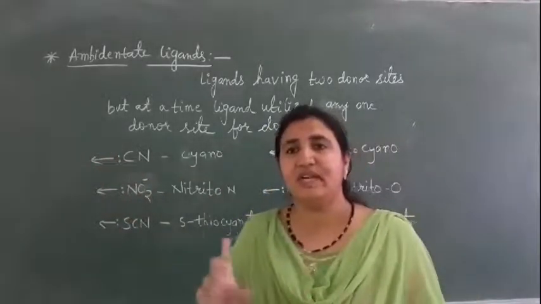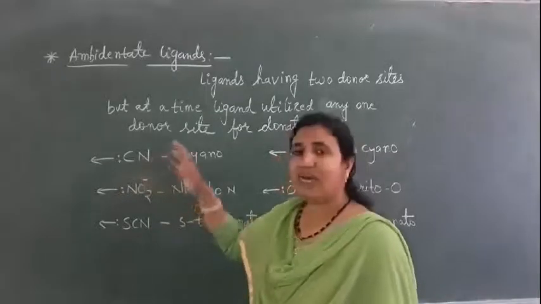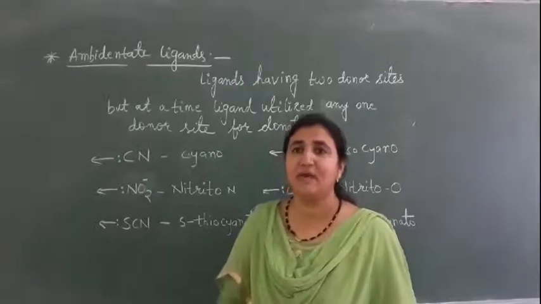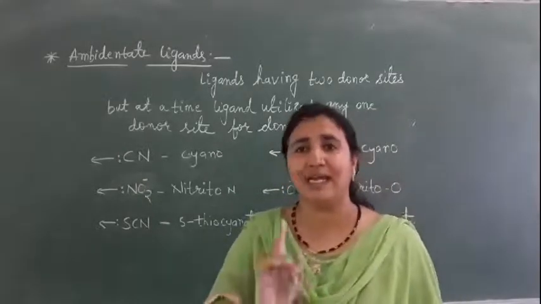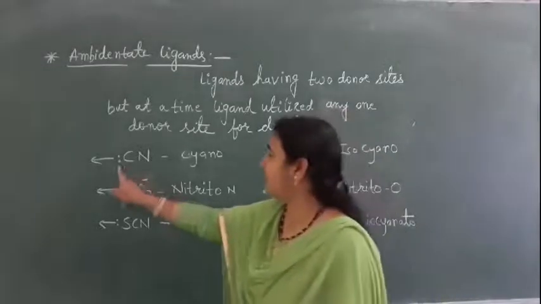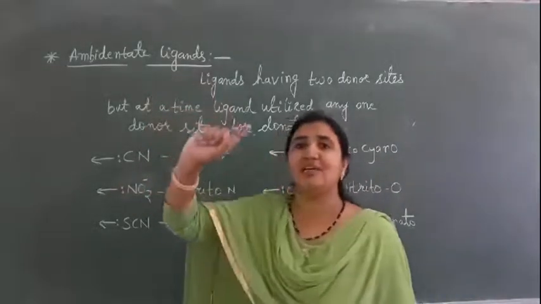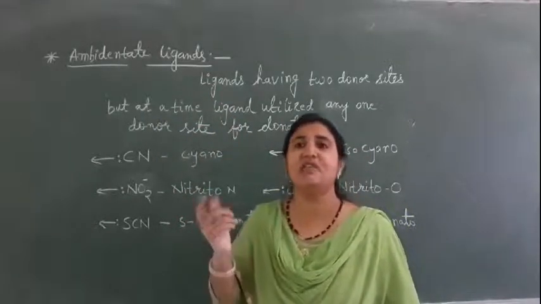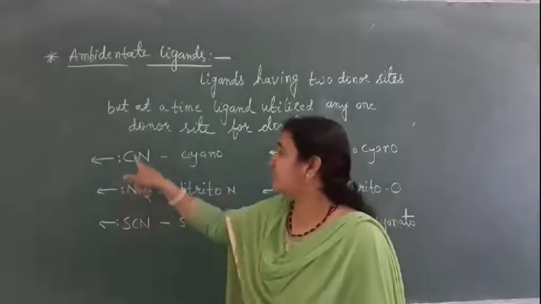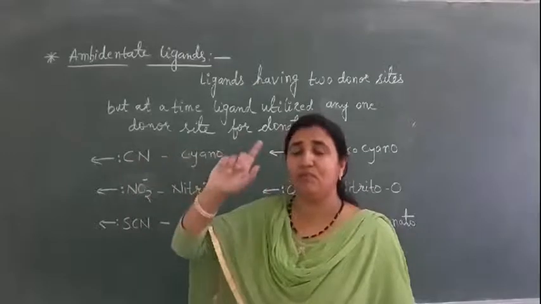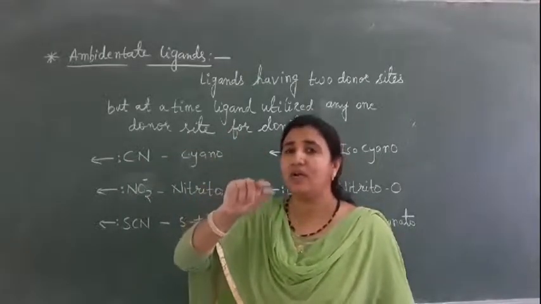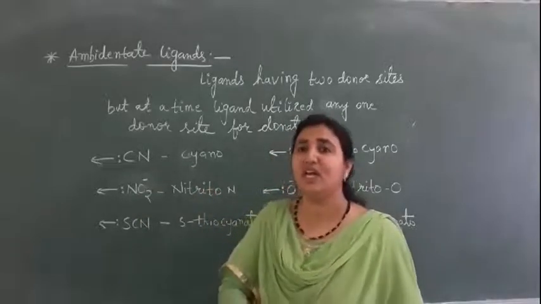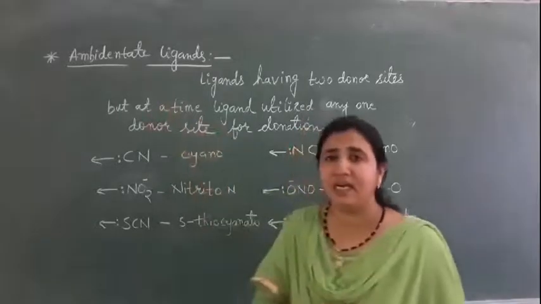At a time it cannot donate both the electrons. This carbon and nitrogen will not donate the electron to the central metal atom at a time. Any one atom can donate an electron at a time. So those types of ligands are called ambidentate ligands. These are a type of monodentate we can say, but there is a difference. What is that difference? Both are donor atoms, but they can't donate the electron to the central metal atom at a time. Only any one can donate. Such ligands are called ambidentate ligands.